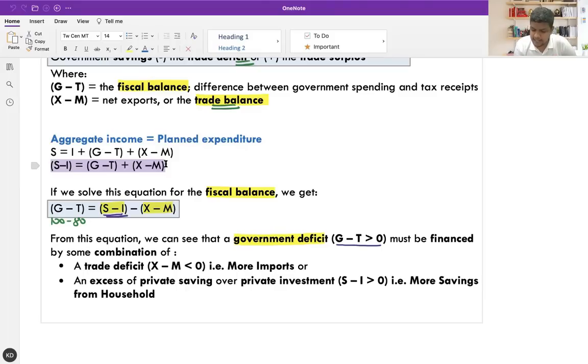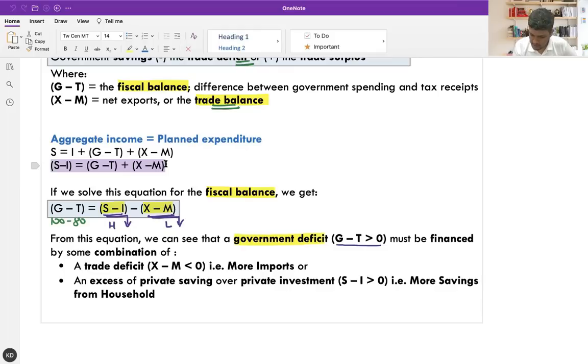If your government is keeping on increasing the deficit, then this part should be higher and this part should be lower, because that's a subtraction, right? How can the S minus I be higher? Should savings be more or investment be more?